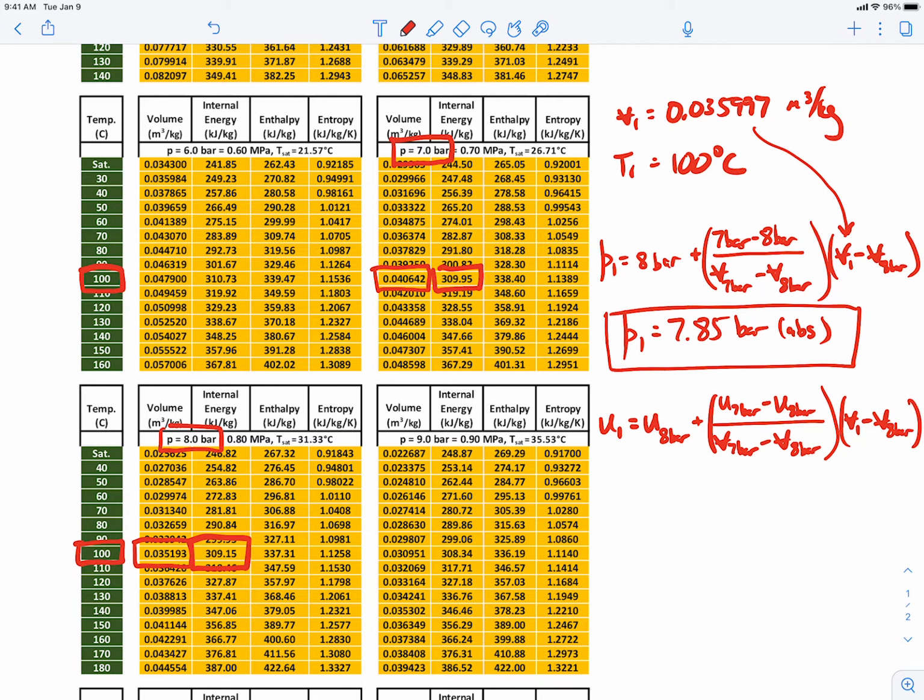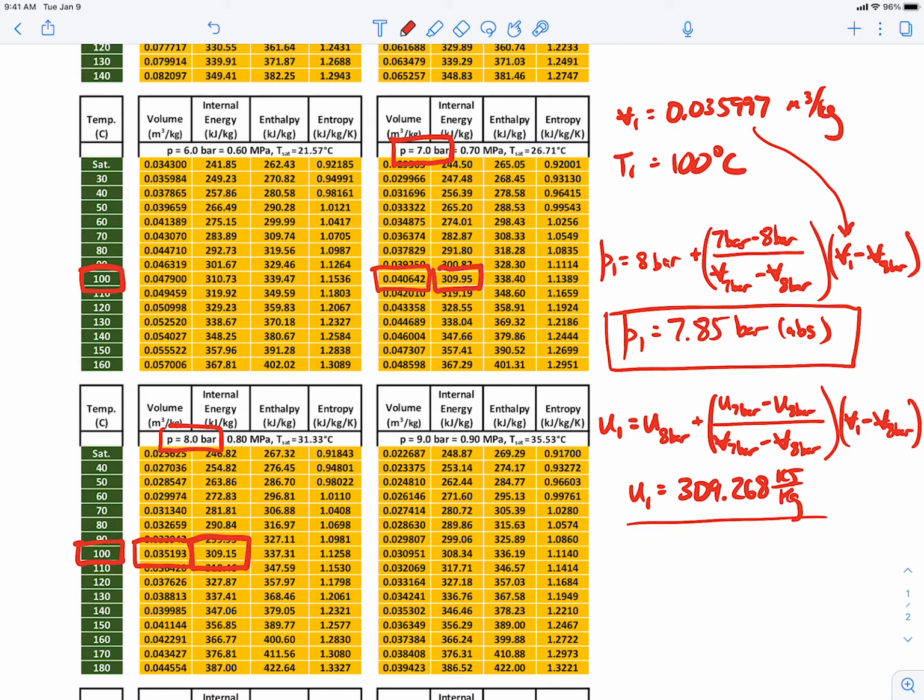So it's just the same kind of linear interpolation as what I did here, but now I'm just using linear interpolation to find the specific internal energy at 1. And when you do the calculations, that comes out to be 309.268 kilojoules per kilogram. Okay, so let's remember those numbers. We'll write them back onto the original problem page.